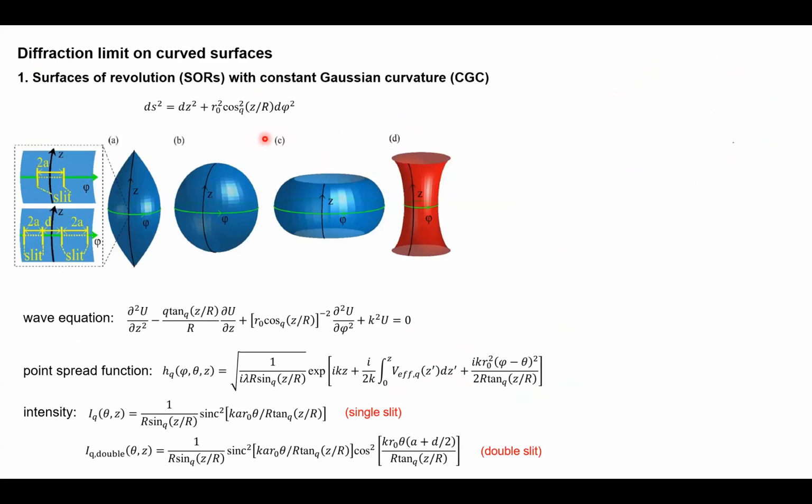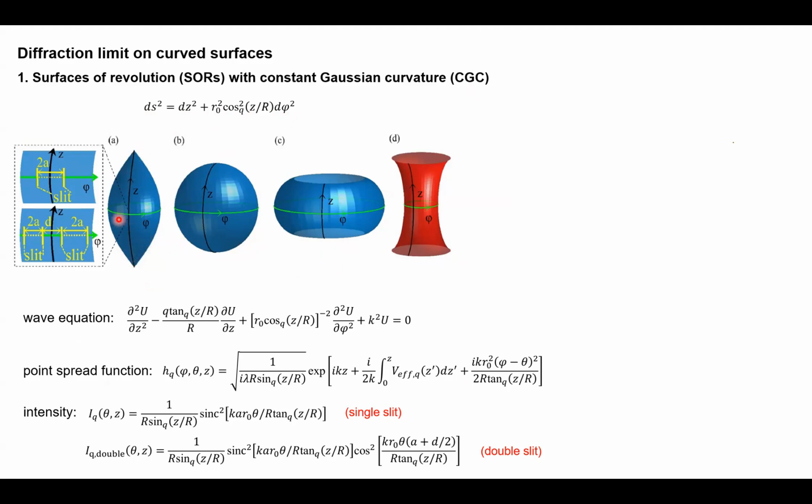Firstly, we need to consider a simple model of surfaces of revolution with constant Gaussian curvature. It has metric forms like this. There are 4 types of these surfaces, with the blue surface representing positive Gaussian curvature, and the red negative. We assume that the light propagates along the longitude lines. It means the Z direction. Light propagates along the Z direction.